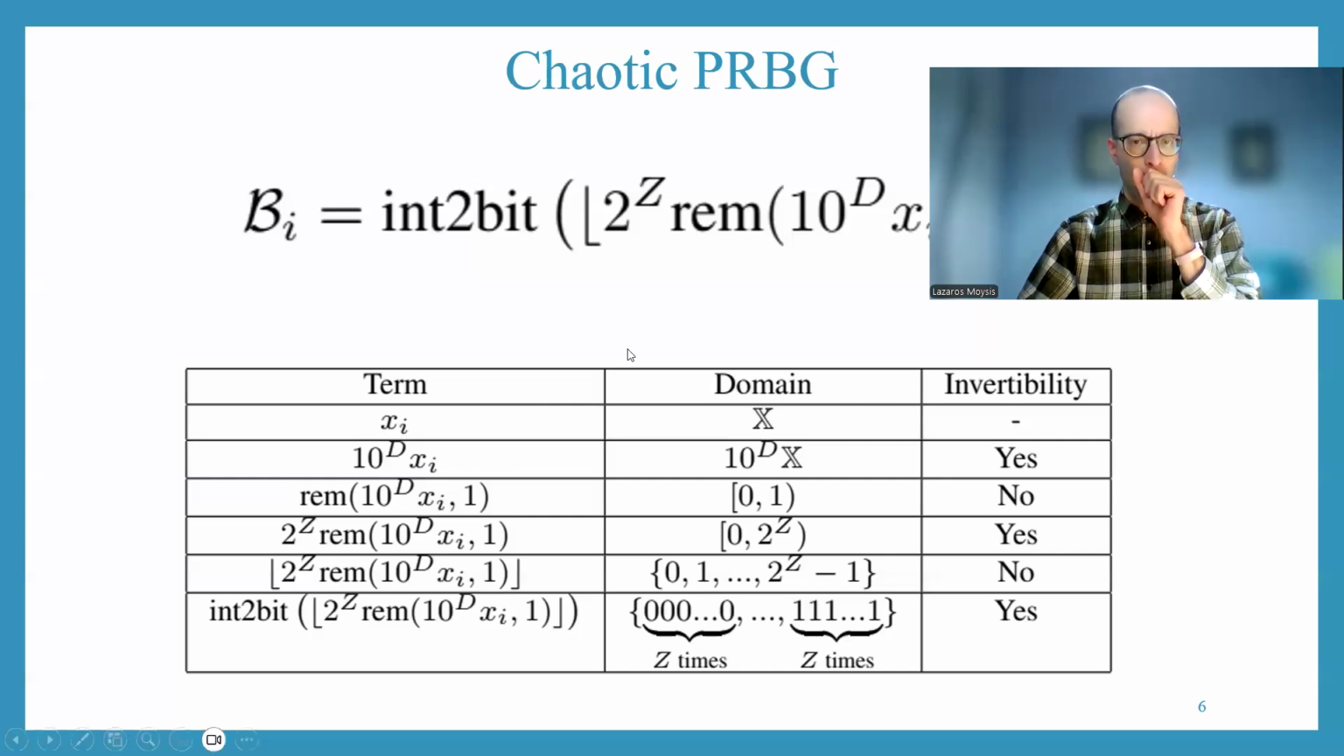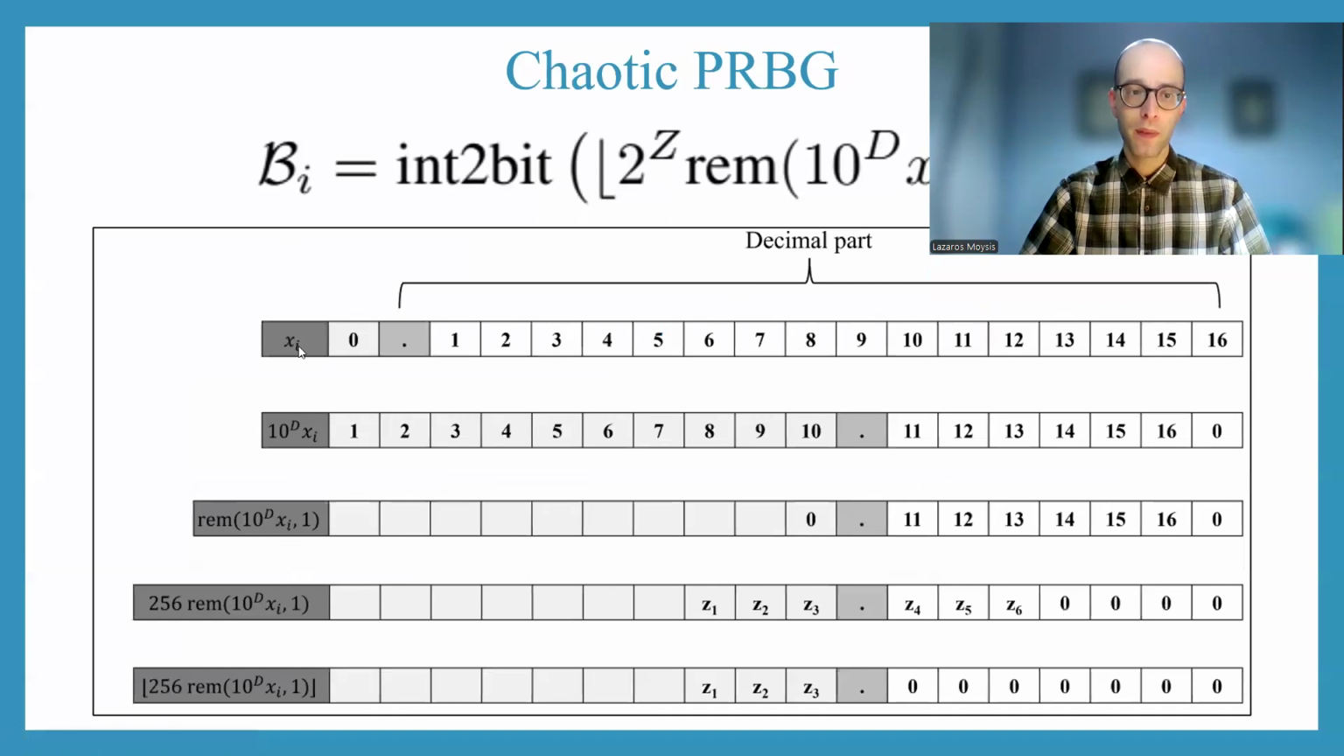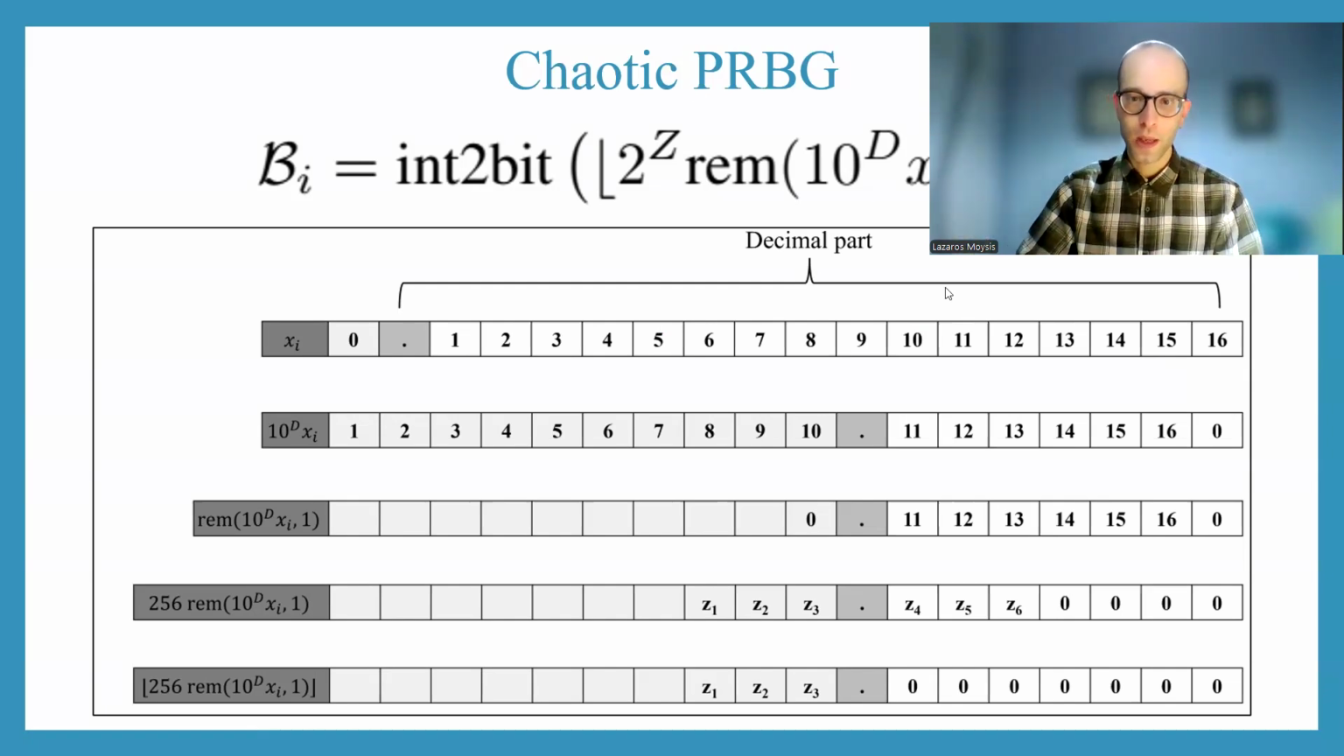Okay, so let me show you a graphical interpretation of this. Let's say we have an xi number, 0.12345 up to 16. These are the digits of the decimal part, okay? So we take this number, we multiply it by 10 to the 10th. So basically we move the dot 10 points to the right, okay? So this is the result after the multiplication.